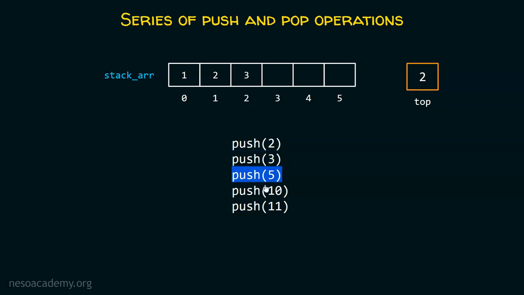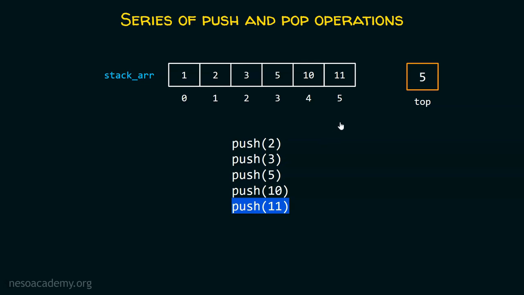Simple. After this we have push 5, which means that first we will increment the value of top by 1, then we will push this value 5 at index 3. Now we have push 10. Push 10 means push this value 10 at index 4, because top has to be incremented by 1 first. Now we have push 11. Push 11 means that first the top has to be incremented, which means 5. Obviously top equal to 5 means that the topmost element must be at index 5. So let's store this value 11 at index 5. Simple. Now I think the idea is clear.